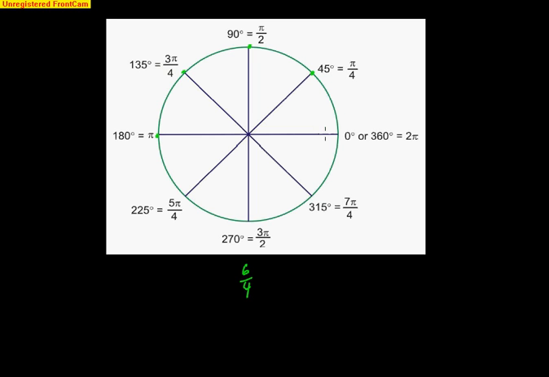Breaking up a circle in fourths is something that's very common to do because 4 goes into 360 evenly. So 1/4, 2/4, 3/4, 4/4, 5/4, 6/4, 7/4, 8/4, 2 pi. Right? That's where the 8/4, 2 pi comes from.